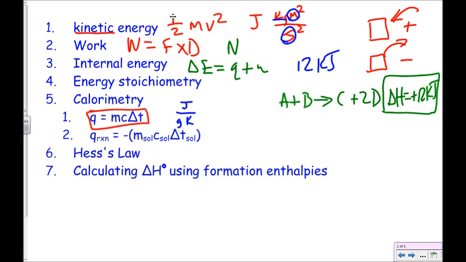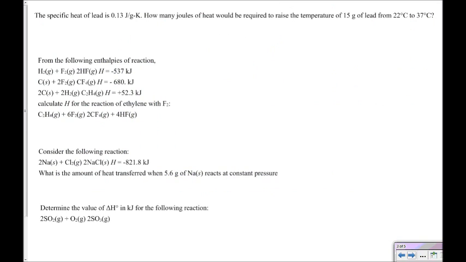So let's look at some of these and try and evaluate which situation do we have. Okay, first one, the specific heat of lead is 0.13 joules over gram Kelvin. Remember that little dash just means joules over gram and Kelvin, it's not subtract. How many joules of heat would be required to raise the temperature of 15 grams of lead from 22 to 33 degrees Celsius? Right away, I see delta T. So I know this is going to be one of those Q equals MC delta T situations.